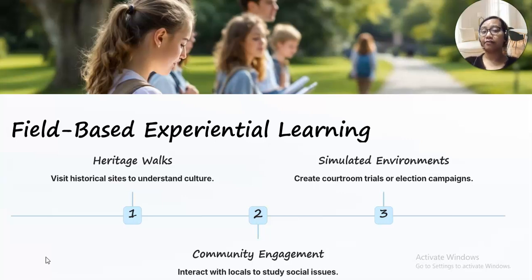Then we also have simulated environments. Here we can create mock courts or elections. Let students campaign, vote, or argue as lawyers. It's like living the subjects, isn't it? So it is here social science becomes real life. If you utilize the method properly, social science becomes real life.